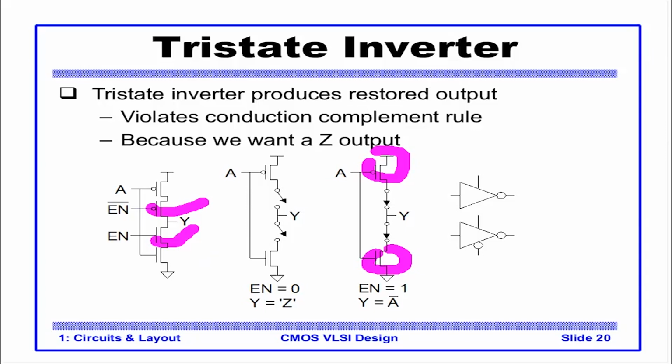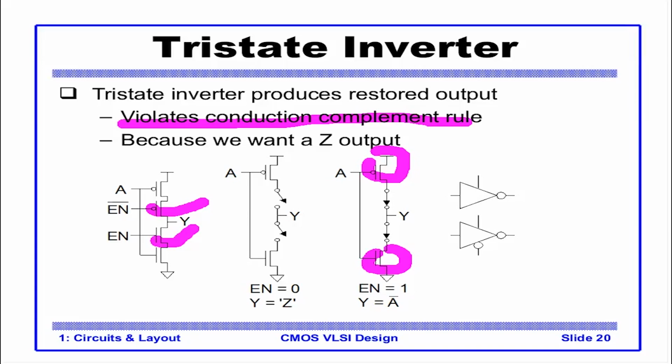So again we notice 2 things here. It violates the conduction complement rule. The pull down is not the complement of the pull up. Why? Because we want a Z output. Second important thing is that noise on A is not transferred on Y, because A is driving the gate input of the transistor.